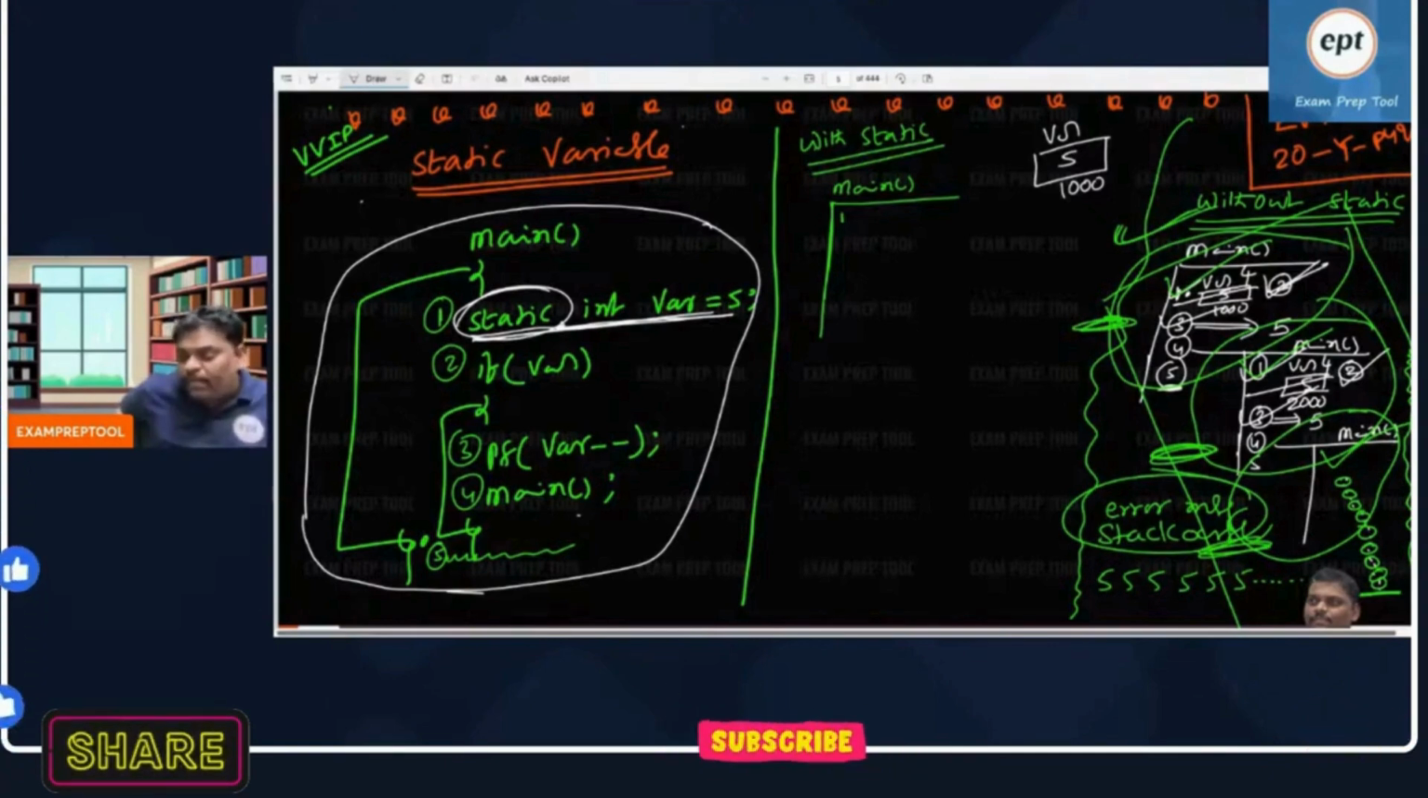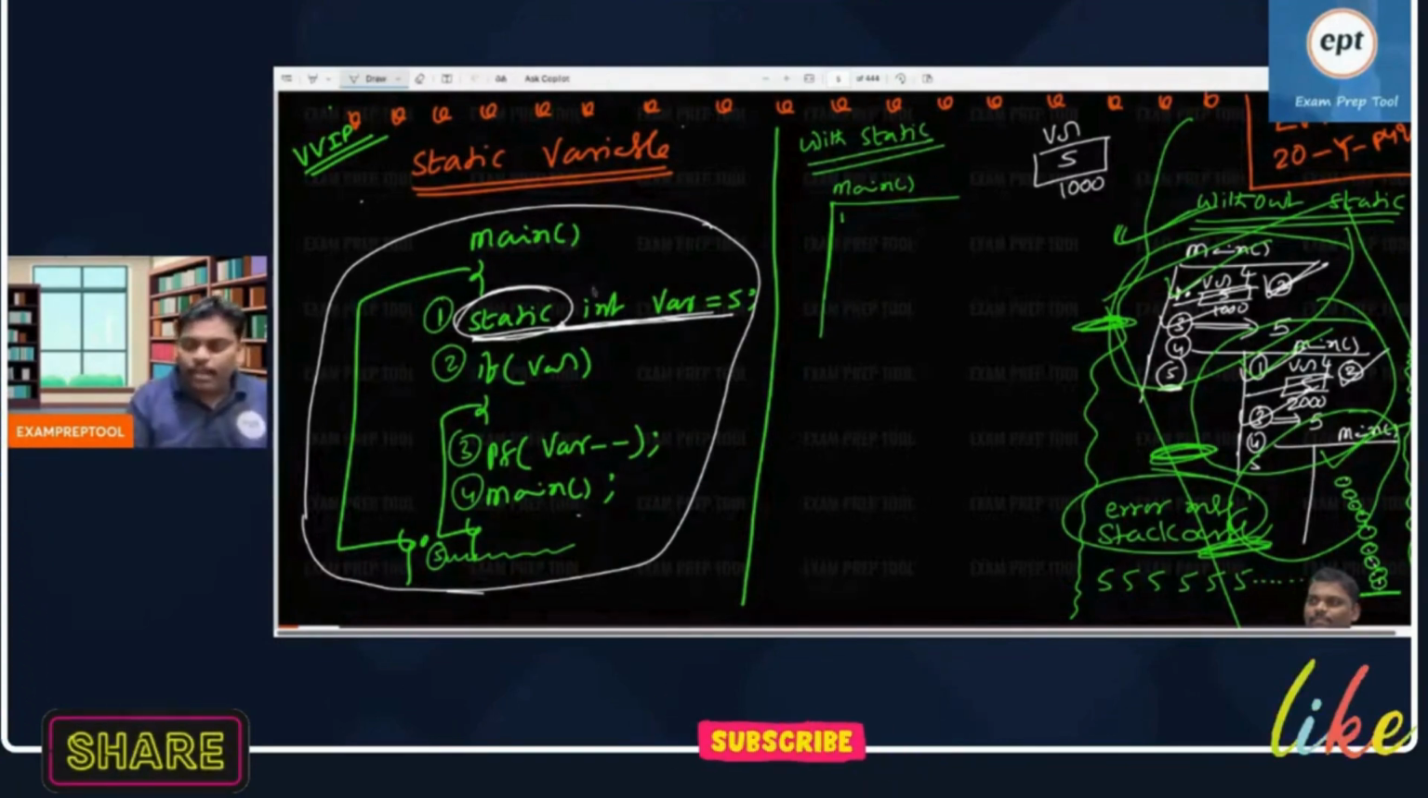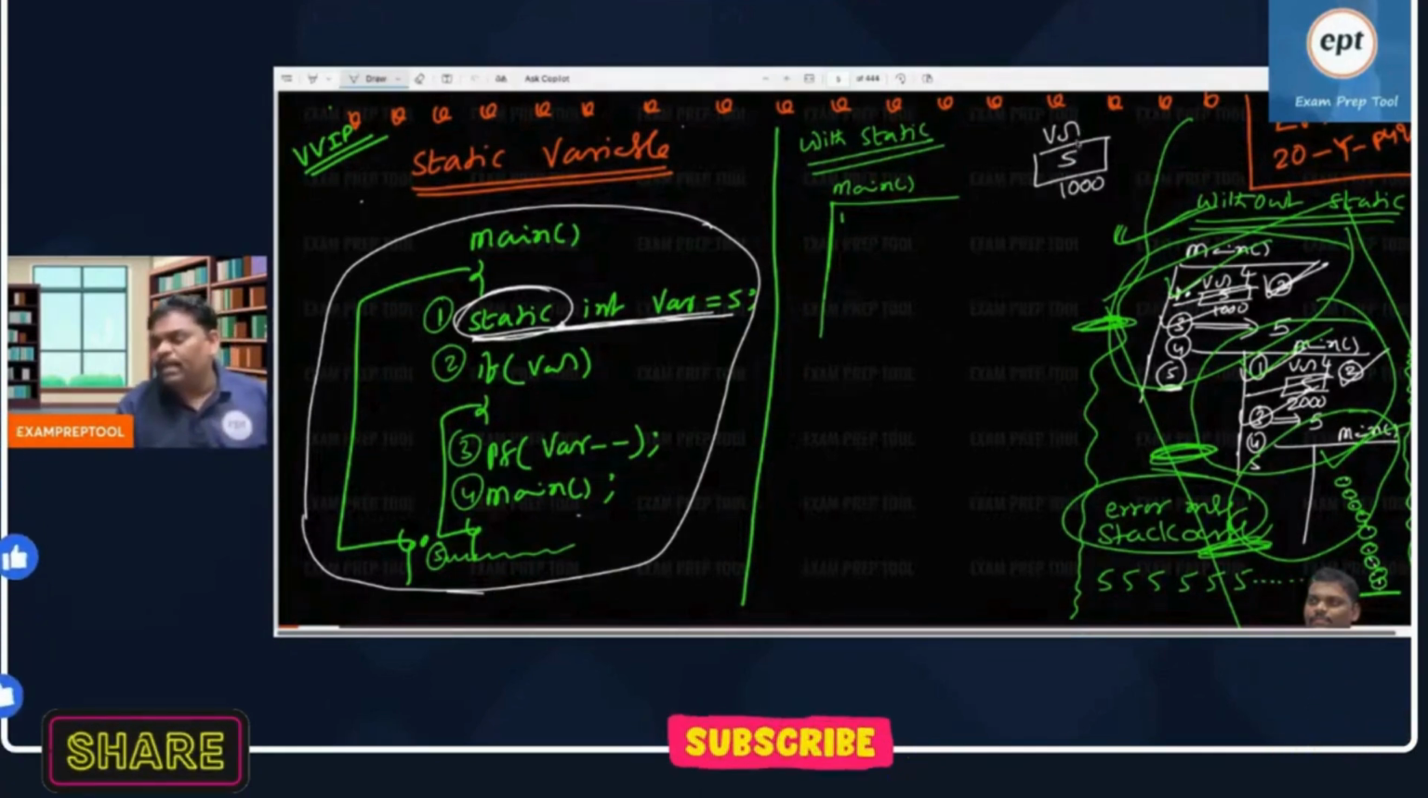But if you use static, you are forcefully saying to the compiler, hello compiler, normally memory for a local variable is in the stack area, but I want memory for this one in the static area. You forced the compiler: even though I am local, I want memory in the static area. When you say like that, memory is allocated at compile time itself, at address 5000 in the static area, not in the stack area. That is the first line.